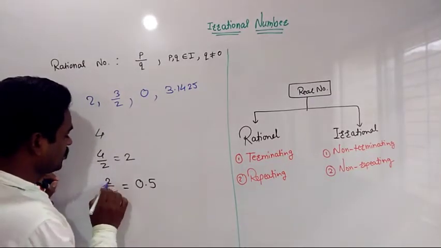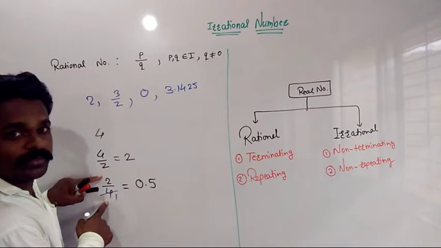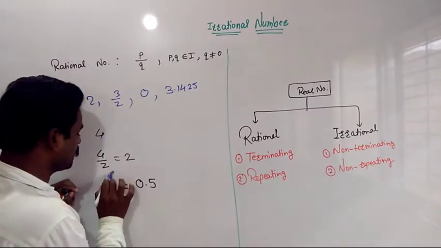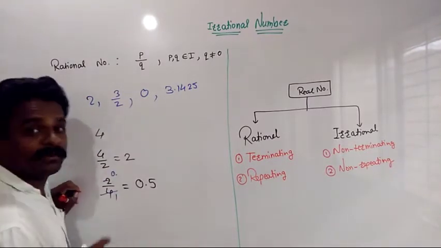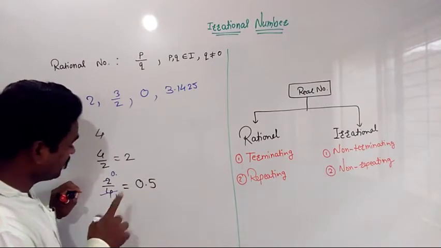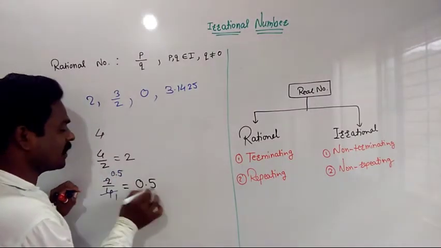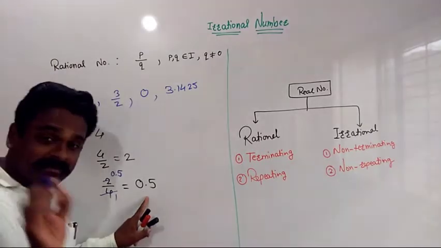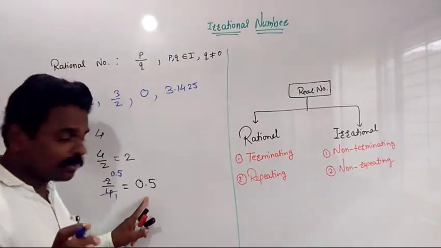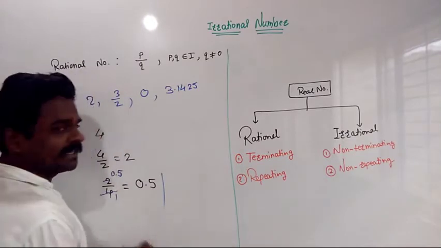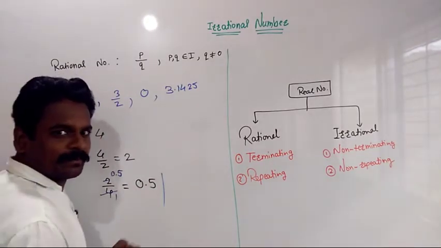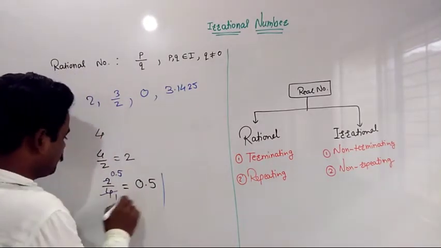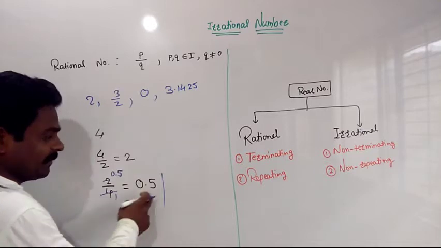4 ones are 4. Then 2 is not divisible by 4, so we have taken here 0.5, and it will become 20. If it becomes 20, then 4 fives are 20, and that's why my answer is 0.5. Okay, fine, no problem. It's terminating. Here it is terminated. No more numbers will be there. Then suppose this is the terminating one.